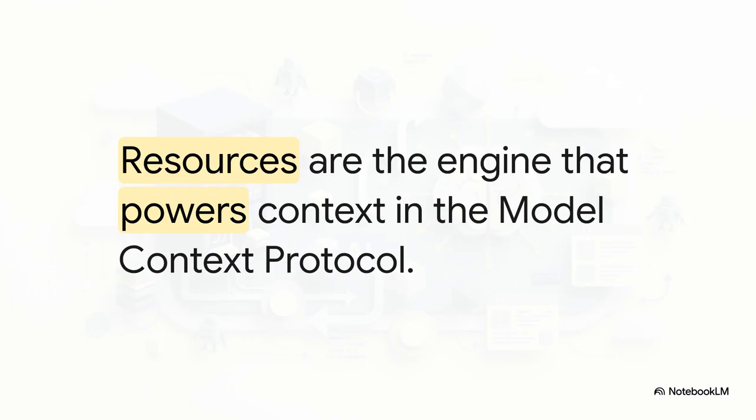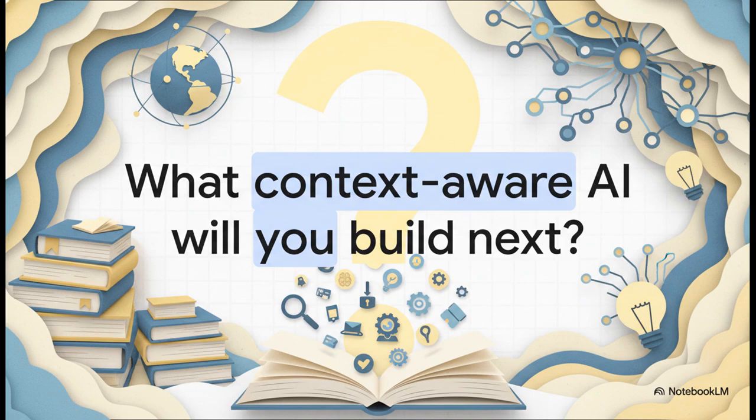When you get right down to it, it's pretty simple. Resources are the engine that powers context in the Model Context Protocol. They're the missing piece of the puzzle that lets AI move beyond just generic knowledge and safely tap into your world to be truly helpful. By providing this universal library card for information, the protocol really opens up a whole new universe of possibilities for creating truly intelligent, context-aware AI. So the real question is, what are you going to build with it?